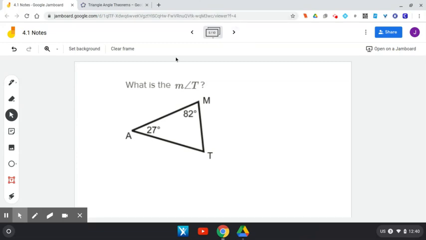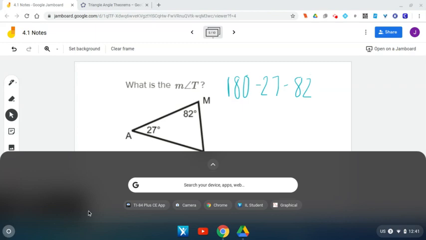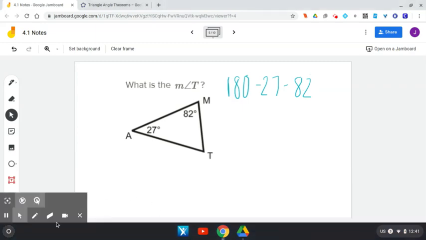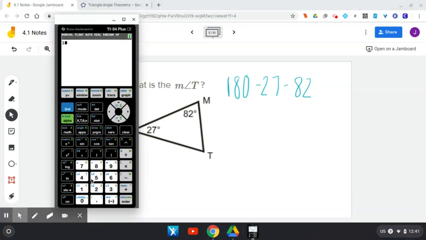First example asks for the measure of angle T, and they give us 2 angles already. Well, we are going to be using that magic number 180. So if I know 2 of them, I can just subtract them from 180. 180 minus 27 minus 82. I'm going to pull up my calculator for that. Did I click it? And that gives me 71 degrees. So the measure of angle T equals 71 degrees.